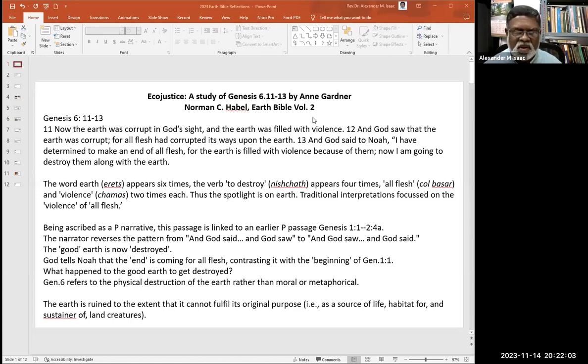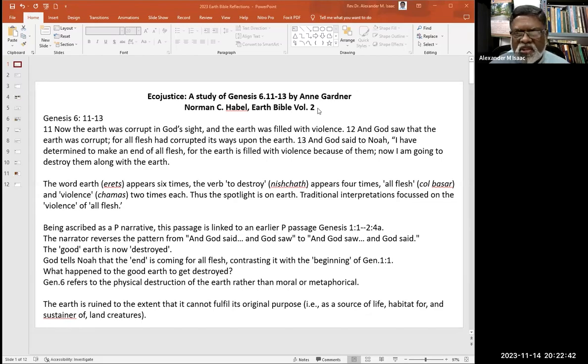We will have two lessons from Genesis narrative for this class. These are taken from Earth Bible Volume 2. The first one is a study of Genesis chapter 6, verses 11 to 13, on the basis of the question of eco-justice, written by Anne Gardner. Let me read that passage first.